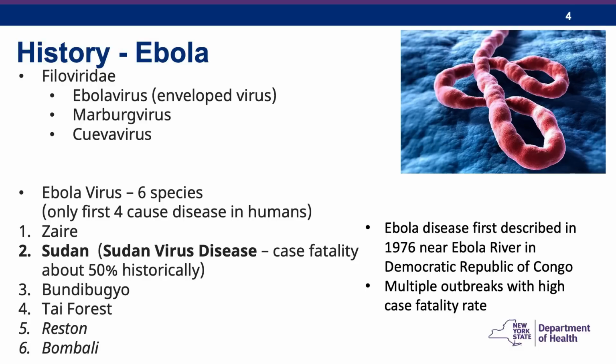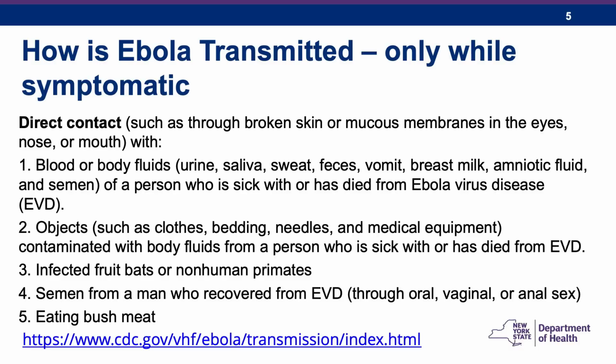Our emphasis today is going to be on the Sudan virus disease, or the Sudan strain of Ebola virus. This is where the epidemic is occurring right now, and it does have a case fatality rate historically of about 50%. We're not going to spend too much time talking about the other strains that infect humans, the Zaire strain, or the Thai Forest strain, or the other strains, because quite frankly, we want to focus on what is the problem today, which is the Sudan strain of the Ebola virus.